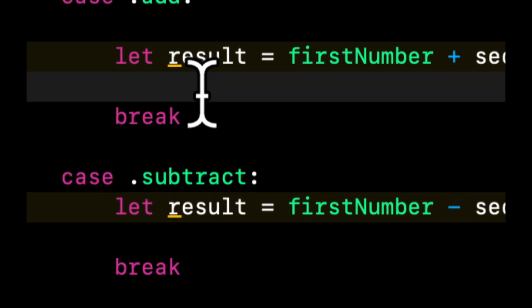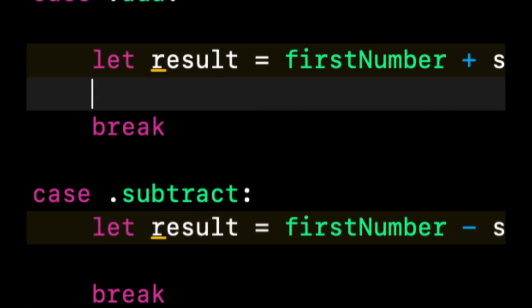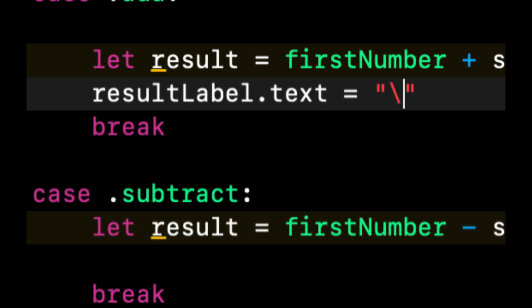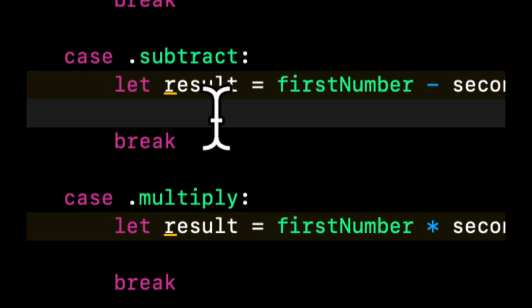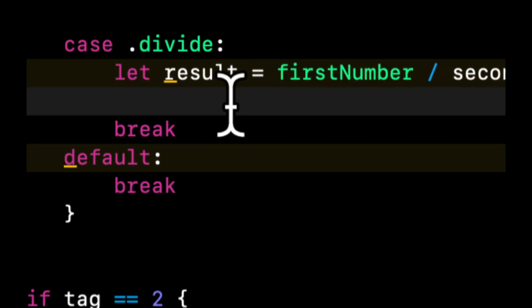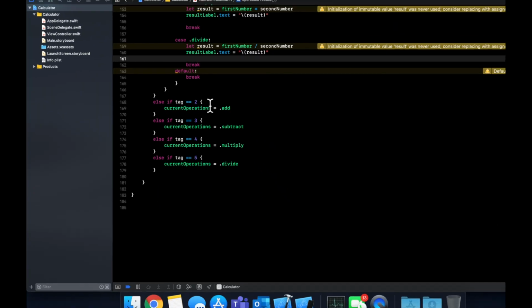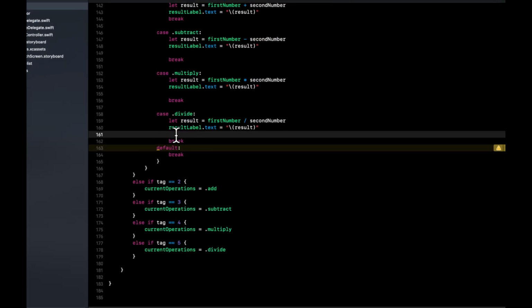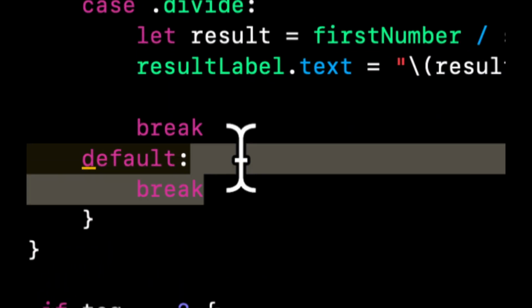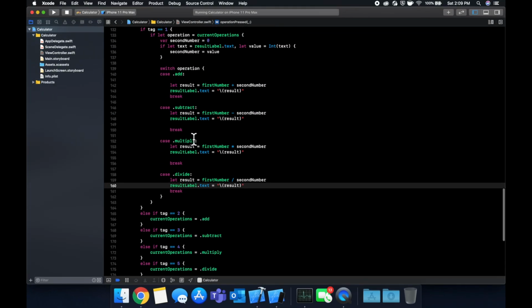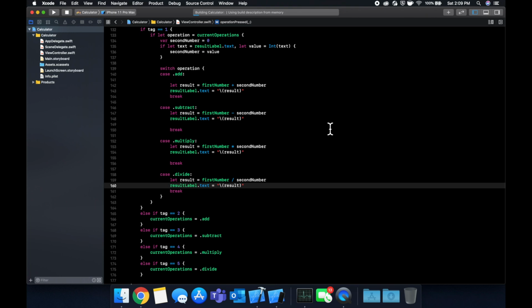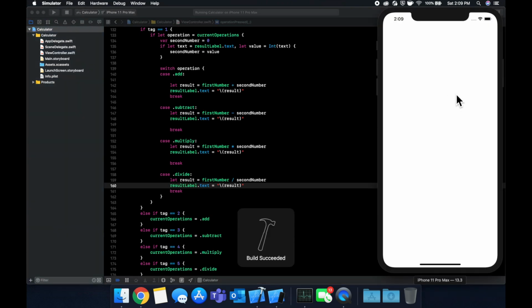So now that we have a result, we want to update our result label's text to that result. Let's copy and paste this a few more times. And I believe that should do everything we need. This is yelling at us that we don't need this default case because we've already handled all the other cases. Let's run and see if we messed anything up and if it works.